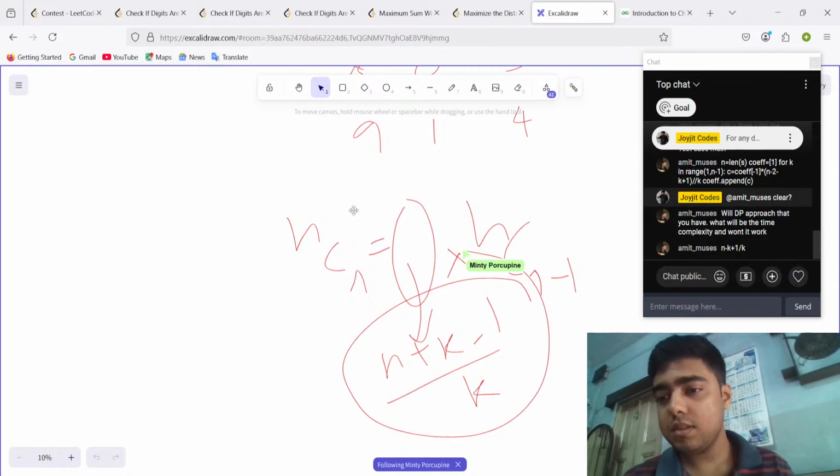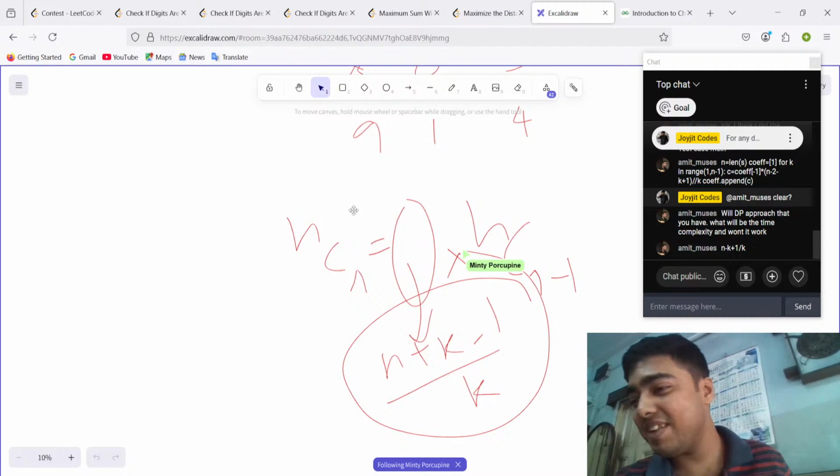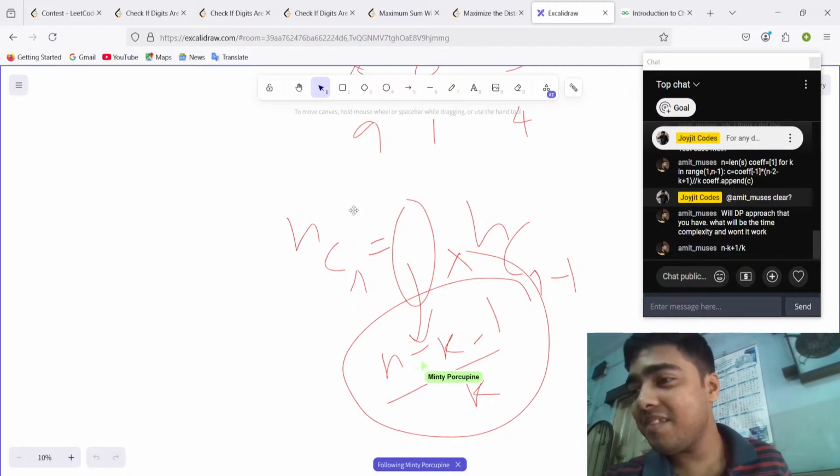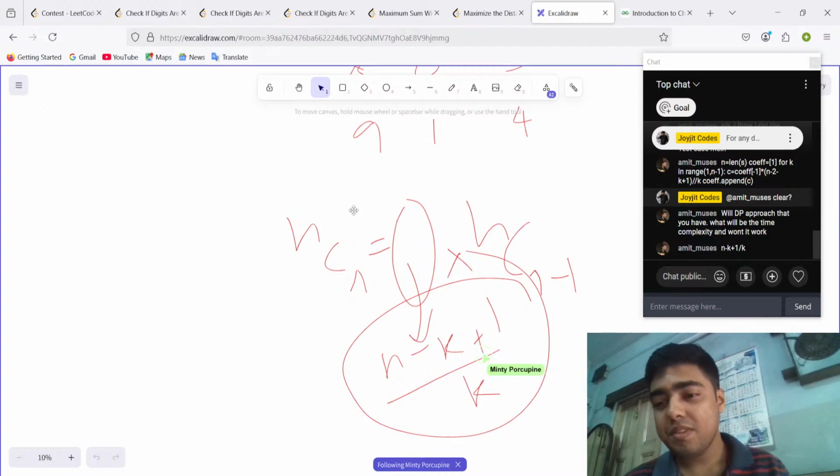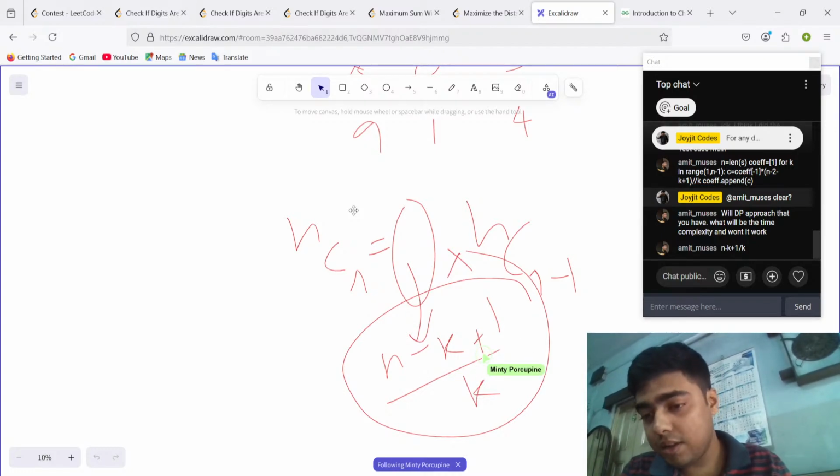Because what happens? n minus k plus 1. Oh, okay, yeah, right, sorry. n plus k minus 1 is obviously wrong. It is n minus k plus 1, right? So this will be a wrong thing to do.